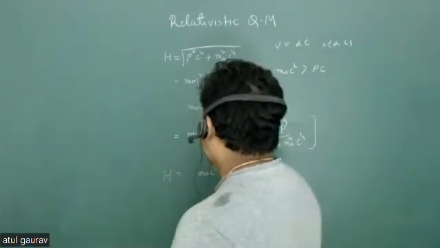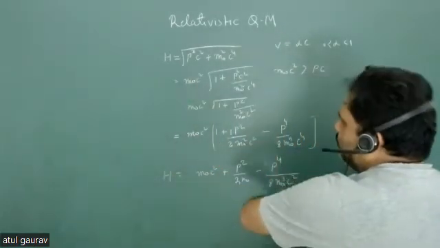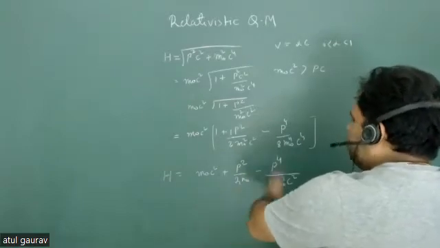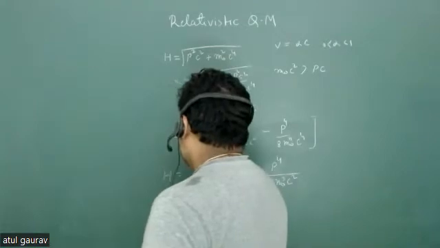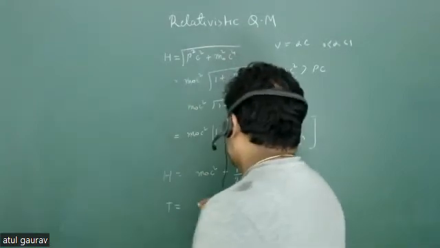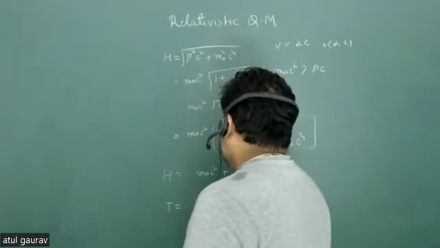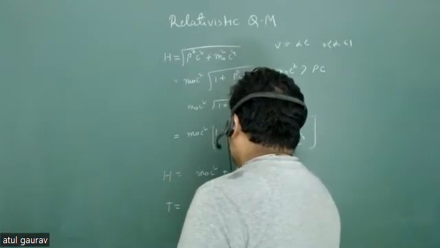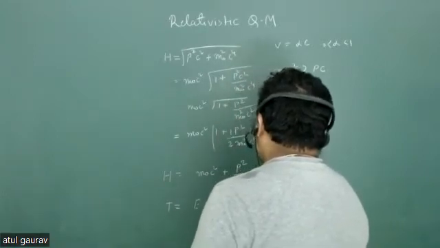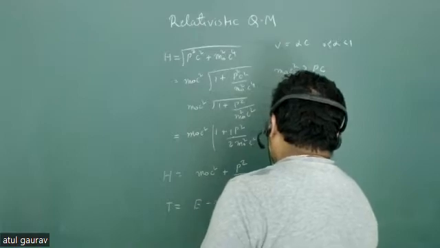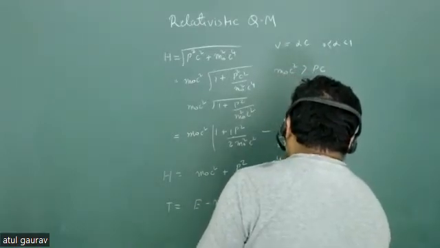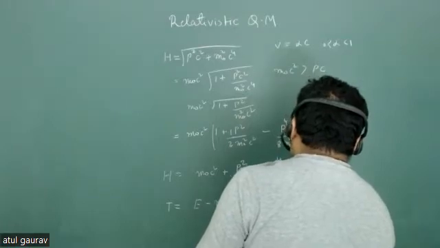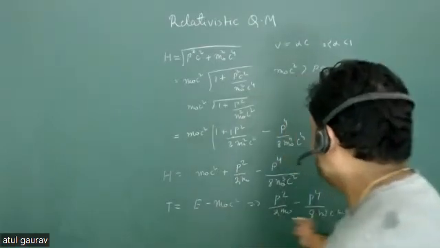And if you want to write the kinetic energy of this Hamiltonian, then obviously, this is the total energy. The kinetic energy is equal to the total energy minus m naught c square. And this is basically p square upon 2m naught minus p to the power 4 upon 8 m naught cube c square. So this is your kinetic energy.